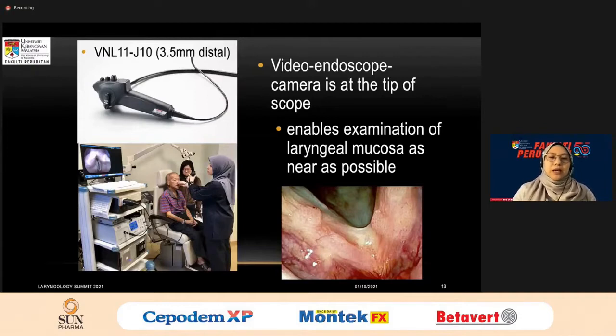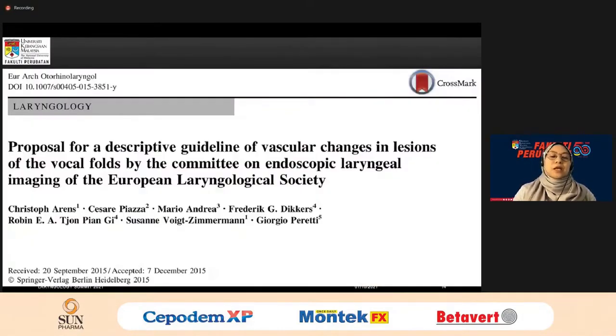Examination of the larynx can be done using a 70-degree scope or a flexible scope. Previously, the examination predominantly used the 70-degree scope. However, current technology with flexible endoscopy and a camera at the tip, which we call a video endoscope, has some advantages: it is more tolerable and convenient for the patients, and we can advance the tip of the endoscope as near as possible to the vocal fold to study the vascular pattern. So what is the importance of studying vascular pattern? It may help us in differentiating a benign, a pre-malignant and a malignant lesion.